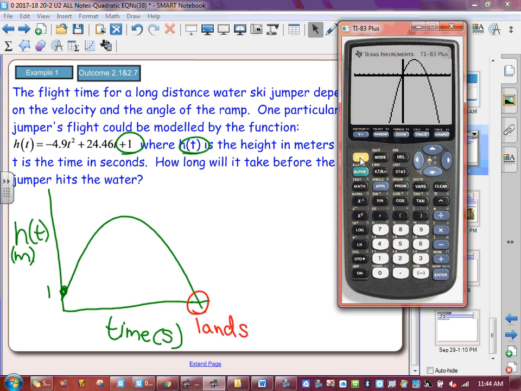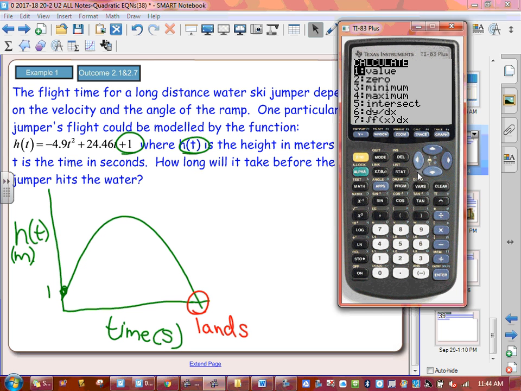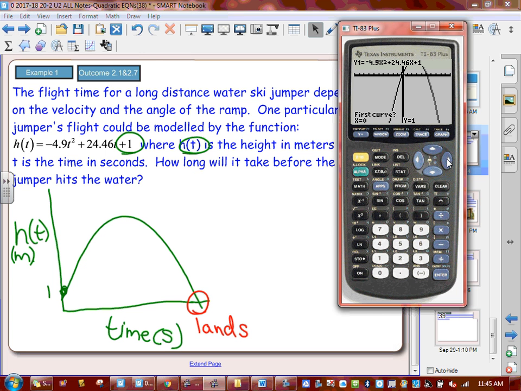Okay, so now we're going to hit second trace. What number do we hit? Find X-intercepts. 5. Good. And now we hit enter how many times? 3. But we've got to move the cursor. Which one is it going to find for us over here? It's going to find the negative one. Do we want the negative one for problem solving? Never. So we have to move our arrow to the right.